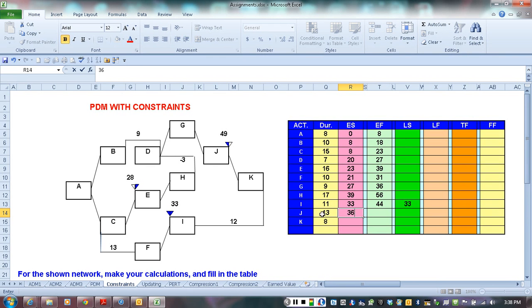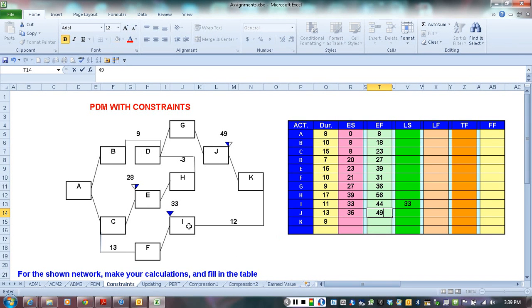The duration is 13. It says finish no earlier than day 49, which is exactly the date that comes from the calculations. So there's no conflict between the calculations and the constraint, therefore the calculations still hold, so we're going to put here 49. And finally, activity K, we have two numbers coming to K.